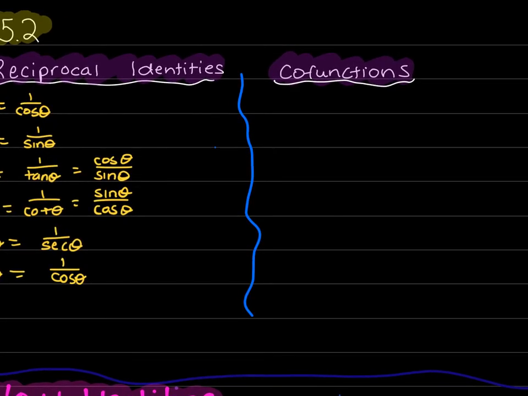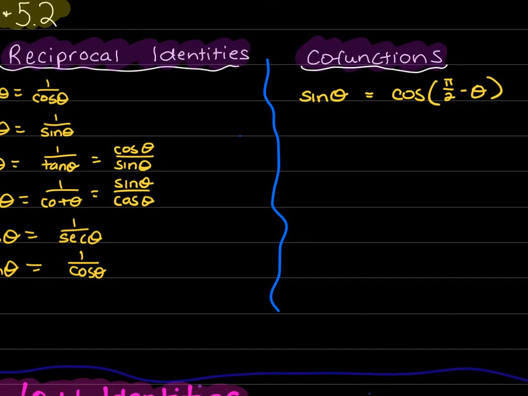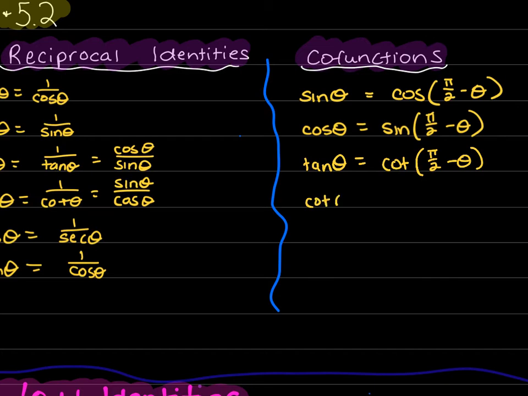Then came the cofunctions. This is your partners that deal with complements. So if I said sine of theta, it's the same thing as the cosine of pi over 2 minus theta. And vice versa. Actually it should be the other way around. Sine of pi over 2 minus theta could be replaced with cosine. Then tangent went with cotangent. So tangent is the same thing as cotangent of pi over 2 minus theta. And cotangent is the same thing as tangent of pi over 2 minus theta.